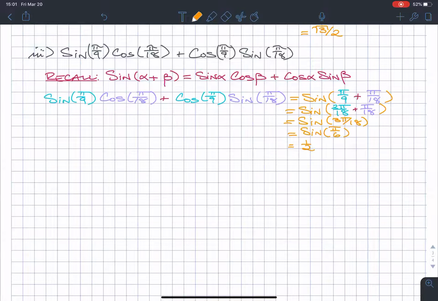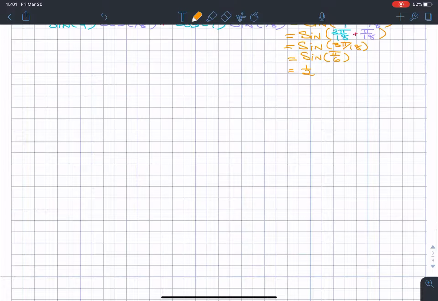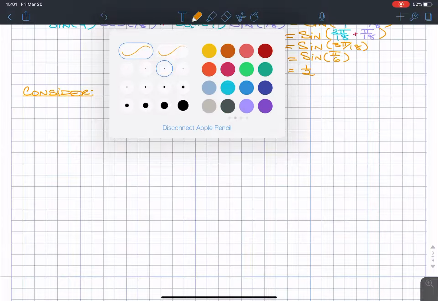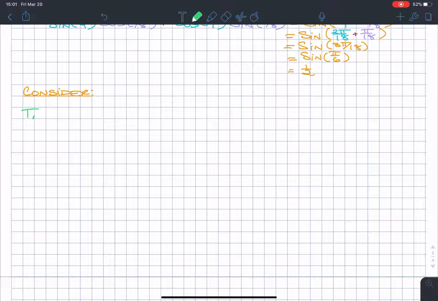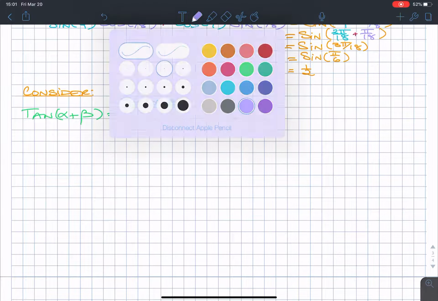Okay, so let's consider, what if I wanted to find the tangent? What color should I use? Let's do green. Tangent of alpha plus beta. Well, I know that tangent is the quotient, sine of alpha plus beta over cosine of alpha plus beta.